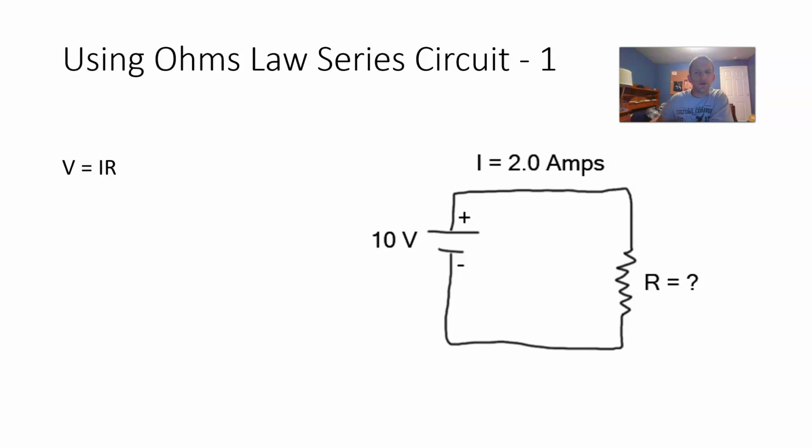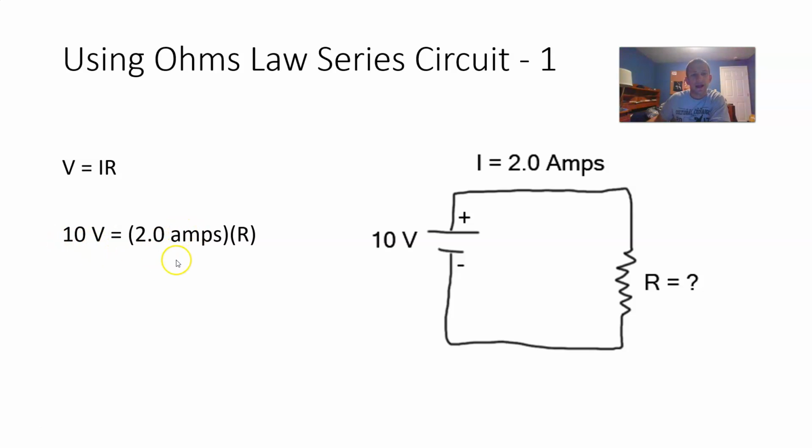So we start plugging in. What do we know? We know that volts is 10, so that's V, and I, or current, that is amps, is 2.0. So we plug this in. 10 volts equals 2 amps times resistance. We don't know what resistance is, it says question mark, so we're just going to leave that as an R. Now, we're going to divide this side of our equation by 2, which means we have to divide the other side by 2.